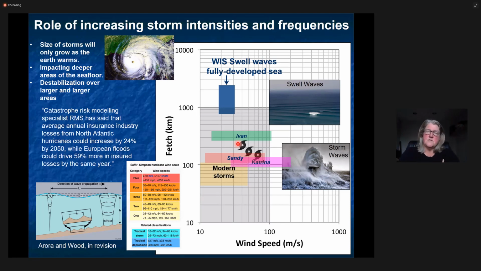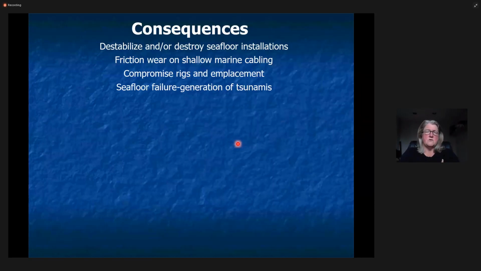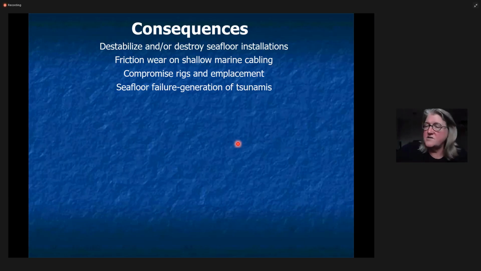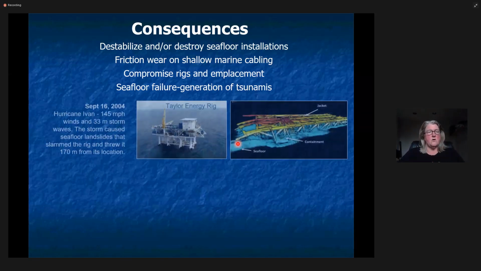And we need to understand as a group of geoscientists that we have an obligation to understand how people build structures and infrastructure along the margins of the continents, and how we're going to manage that. Some of the things that we see or we're going to see are destabilization and destruction of seafloor infrastructures. We're already seeing an increase in the friction and wear on shallow marine cabling. We're compromising rigs and rig emplacements, and there are seafloor failure generation of tsunamis that are occurring.